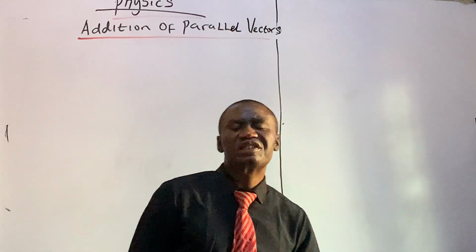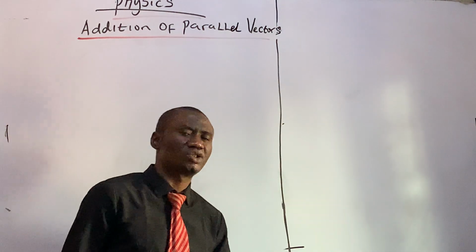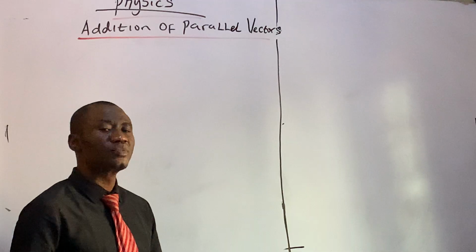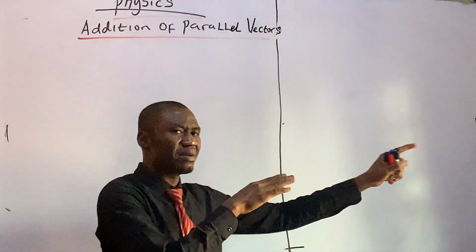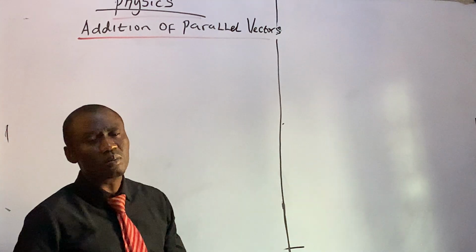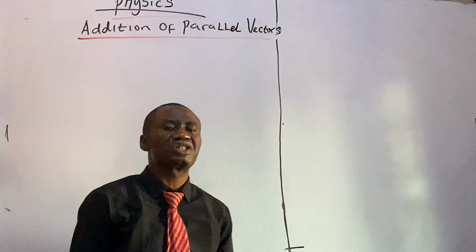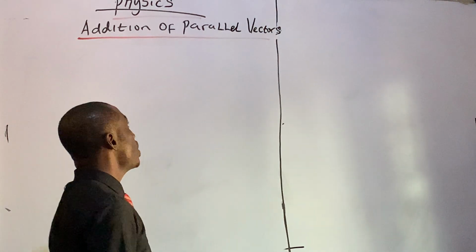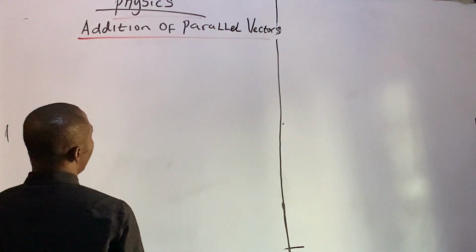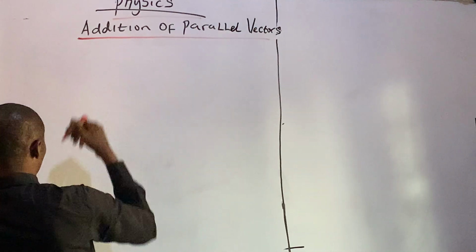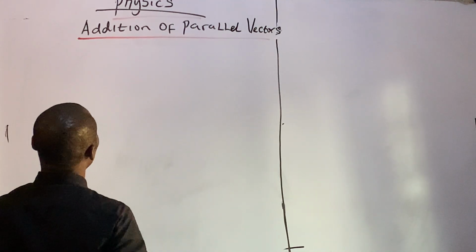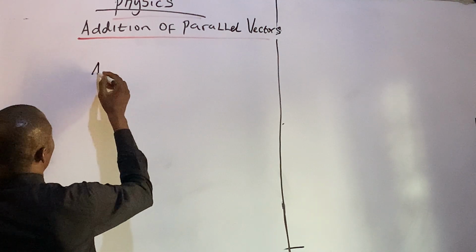Hi, in this video we want to look at how to add parallel vectors. When a vector moves in the same direction, or moves in the exact opposite direction, they are known as parallel vectors.